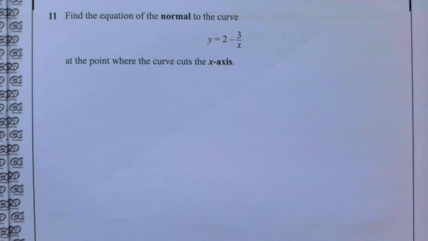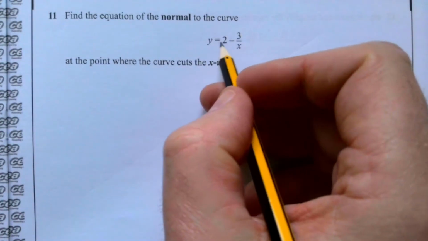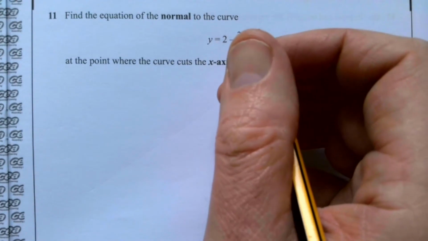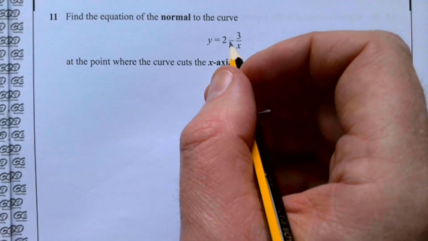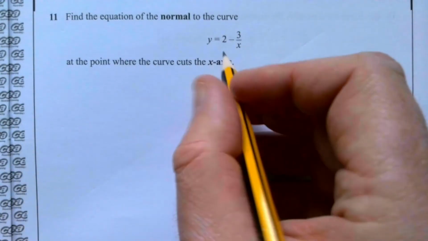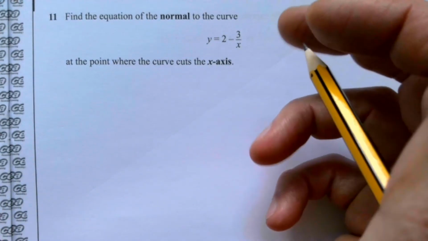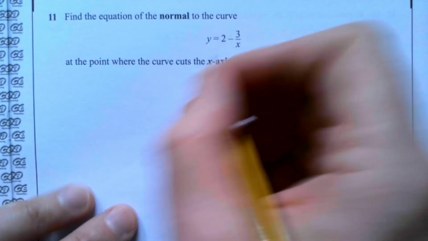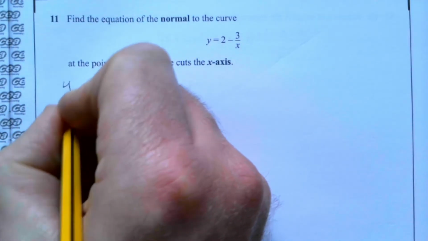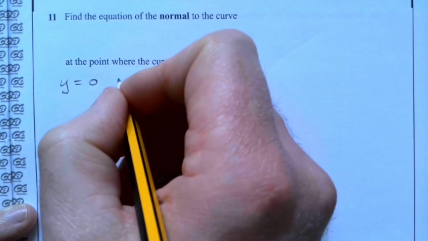Question 11 then, find the equation of the normal to the curve y equals 2 minus 3 over x. So it's going to be y equals mx plus c. We need to find their gradient. So we're at the point where the curve cuts the x-axis. So this is some curve and it cuts the x-axis. How do we work out where it cuts the x-axis? It cuts the x-axis whenever y equals 0.